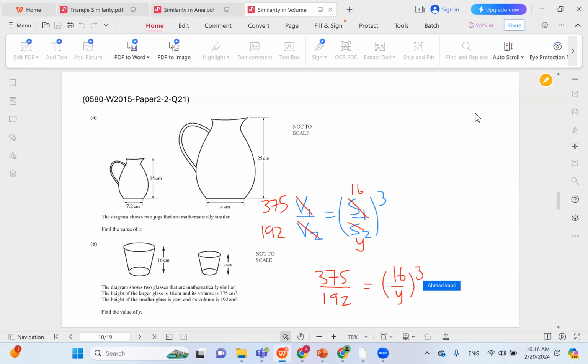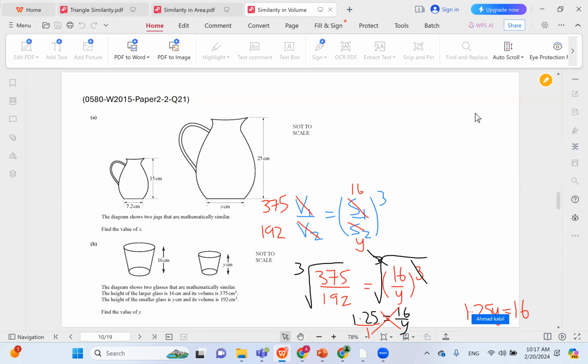Take the cubic root on both sides. Cancel out the cubic root with the power 3. And you get 16 over y equals, and you evaluate the left-hand side on the calculator. So you get 375 in the numerator, 192 in the denominator, and you get 1.25 for the entire expression. Finally, you do over 1, and you cross multiply, and you get 1.25y equals 16.